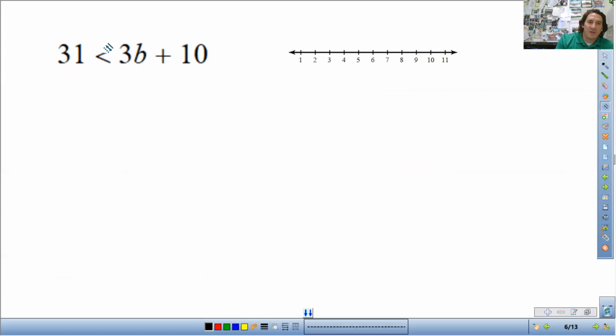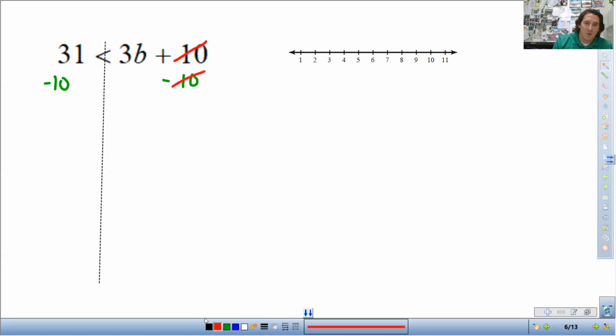I'm going to put in a line of separation so I can see both sides of my inequality. I'm going to start off by subtracting 10 from both sides to eliminate the 10. Again, I'm trying to get the b by itself, so I'm going to eliminate the things on the same side as the b. So 31 minus 10 is 21, is less than 3 times b. You can eliminate the 3 by dividing both sides by 3. 21 divided by 3 is 7. It's less than b, since the 3s cancel out.